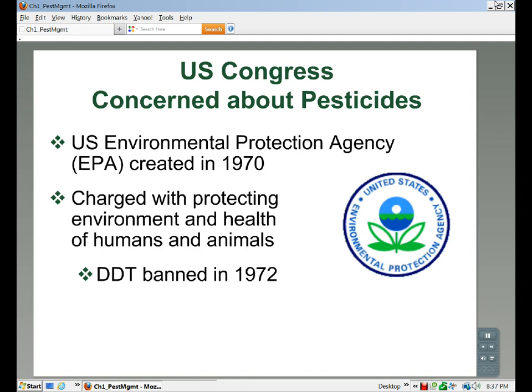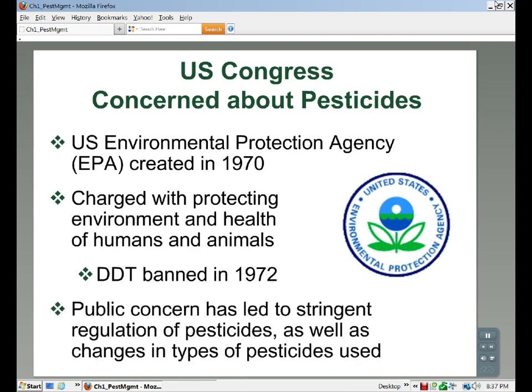Since the 70s, Congress has passed other legislation that further restricts pesticide registrations, distribution, and use. Basically, EPA is charged with ensuring that a pesticide label sufficiently protects human and environmental health when the user follows the labeled directions.